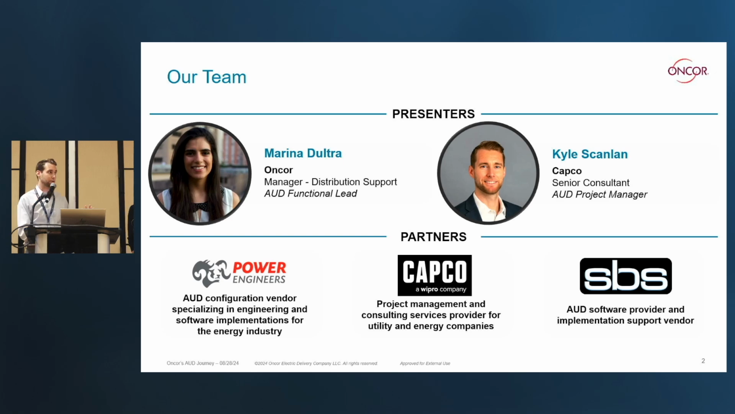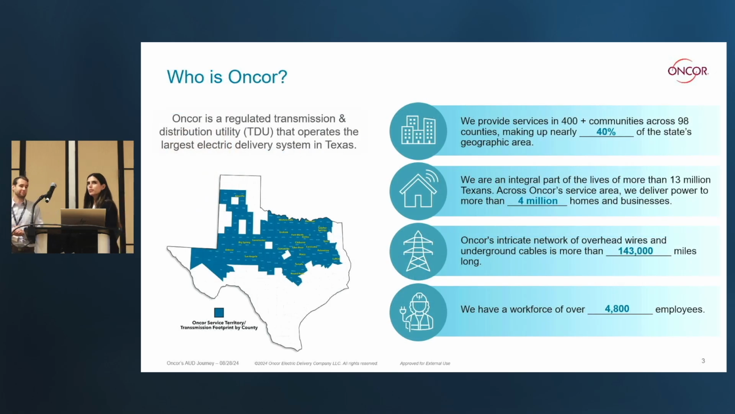So let's learn about Oncor. All right, so who are we? We're a very small, no, I'm just kidding. We are a regulated transmission and distribution utility. We're based in Texas. We are the largest in Texas, and we are the 5th largest in the US. We provide service to over 400 different communities across 98 different counties, and we cover roughly 40% of the Texas map geographically. So you can see our service territory there.